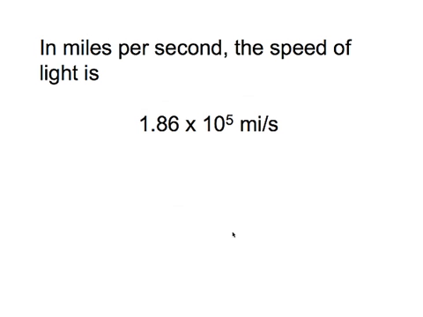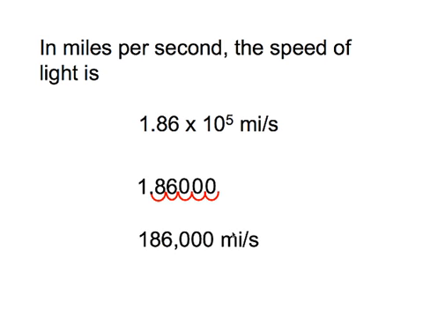Let's practice expanding a number from scientific notation without using, then, powers of 10. So, whereas before we moved the decimal point to the left, this time we move the decimal point to the right. So we will have 1.86, ready? 1, 2, 3, 4, 5. We move the decimal point 5 places. Thus the result is 186,000 miles per second. Those numbers, 1.86 times 10 to the 5th and 186,000, are identical numbers. One is simply in scientific notation.